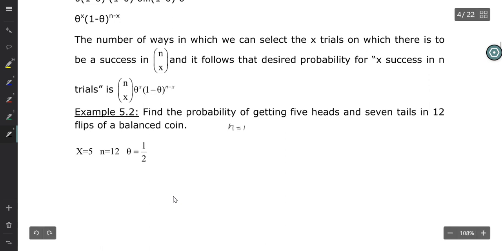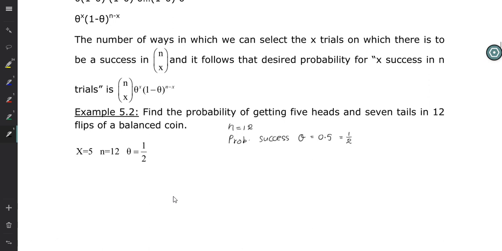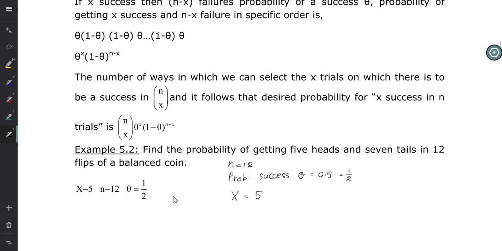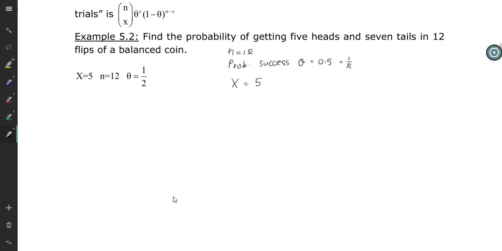Number of trials is 12. Probability of success, which is theta, is 50% or 0.5 or 1 over 2. So the probability of failure is 1 minus theta, which is again 0.5. And our question is to find the probability of getting 5 heads. So the number of successes is 5. If you use the PMF, that will be probability x equals 5.